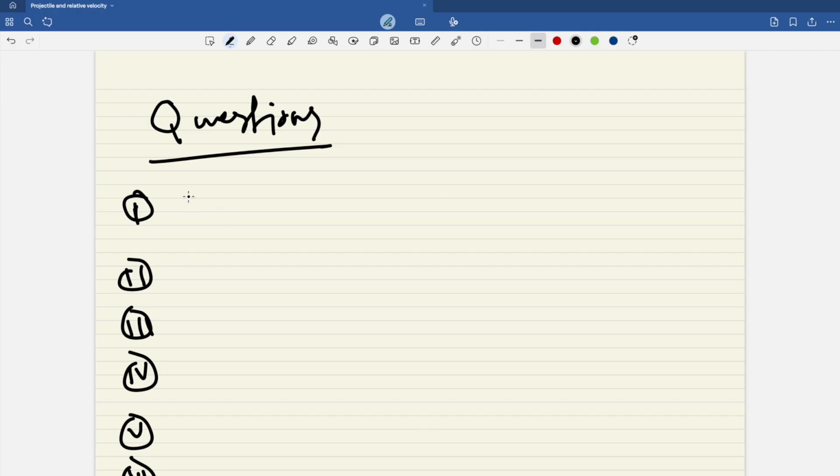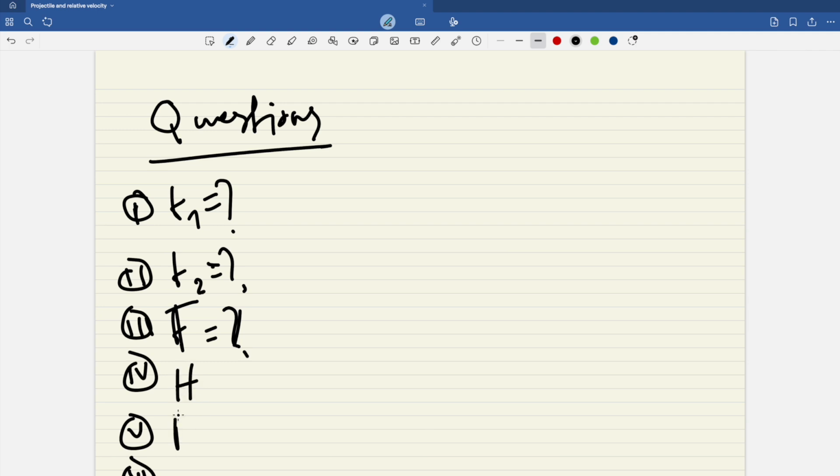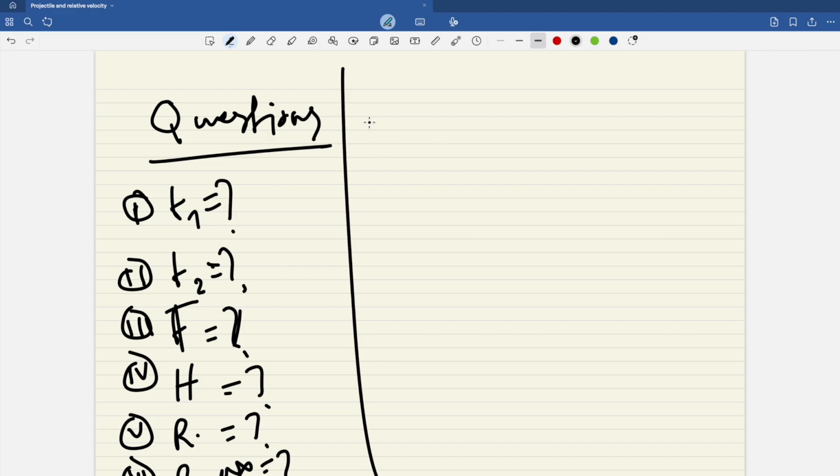The first question is what T1 is equated to. The second is what T2 is equated to. The third is what T is equated to. The fourth is what the maximum height is equated to. The fifth is what the horizontal range is equated to. And the sixth is what R maximum is equated to. So let us start with the first.